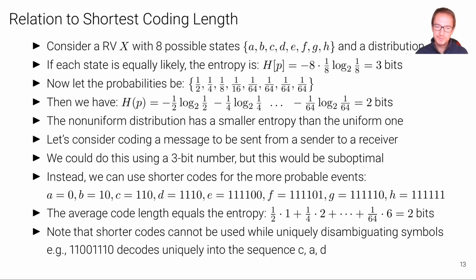As a little remark here, note that shorter codes cannot be used while still uniquely disambiguating symbols. Right? We need to know when a symbol ends, so we can't use any arbitrary code here, but we have to encode these symbols in a clever way such that we can make a distinction. For example, this code here, 11001110, uniquely decodes into the sequence CAD, right? Because 110 is only a code where a single symbol starts with, which is the symbol C, and then 0 is the code where symbol A starts with. And so this is all unique. That's why these codes look like that.